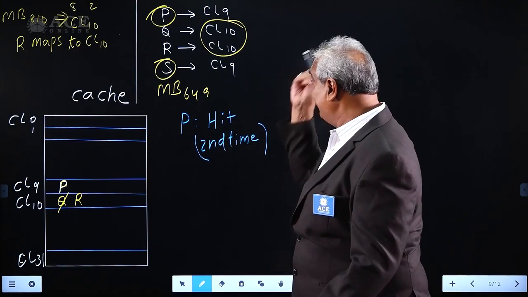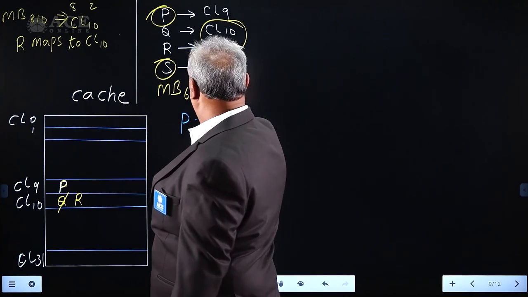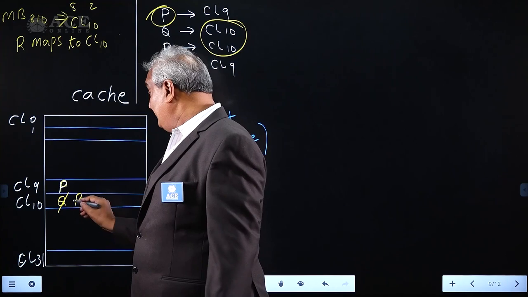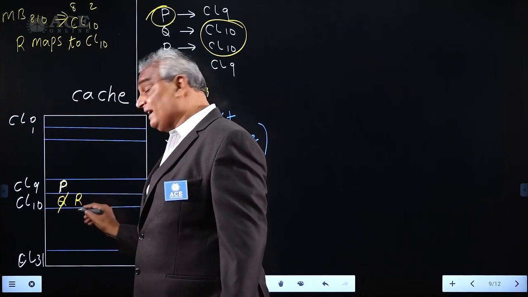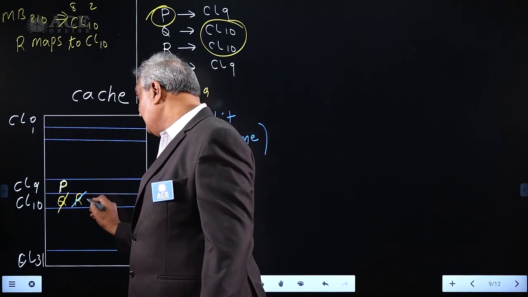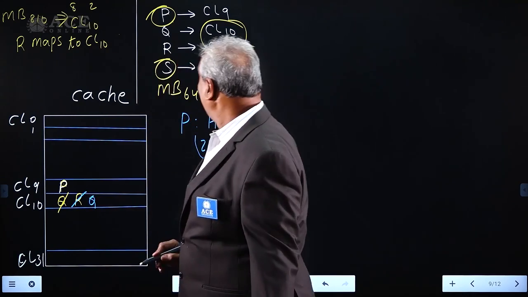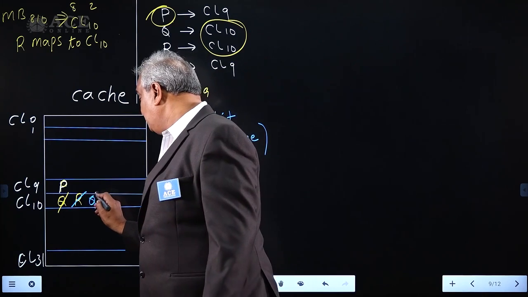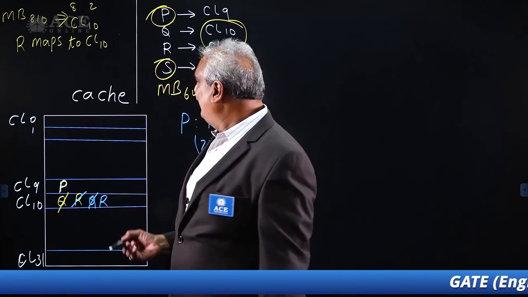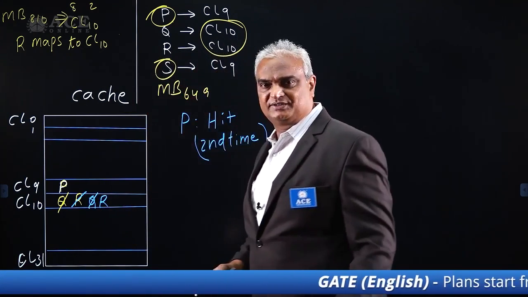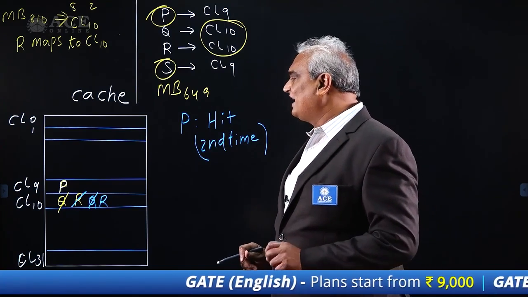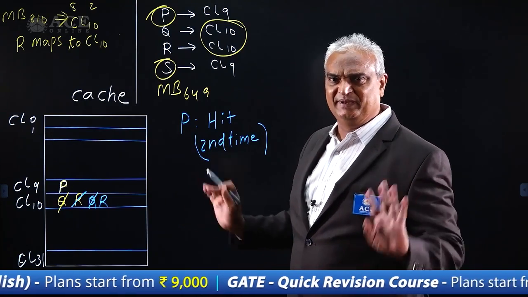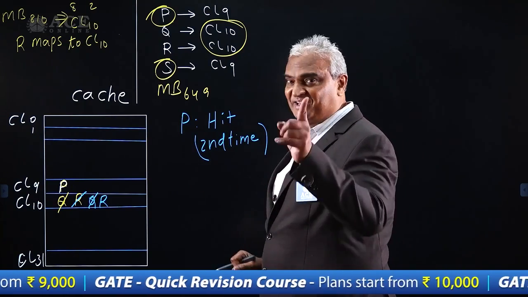Next. What about the next one? Q. Q maps to CL10. Q is not there. Here in CL10 R is there. So R is replaced with Q. Next, R also maps to the same line. Again Q is replaced with R. While accessing these words, first R replaces Q, later Q replaces R. The same thing will be repeated forever if the order is the same.